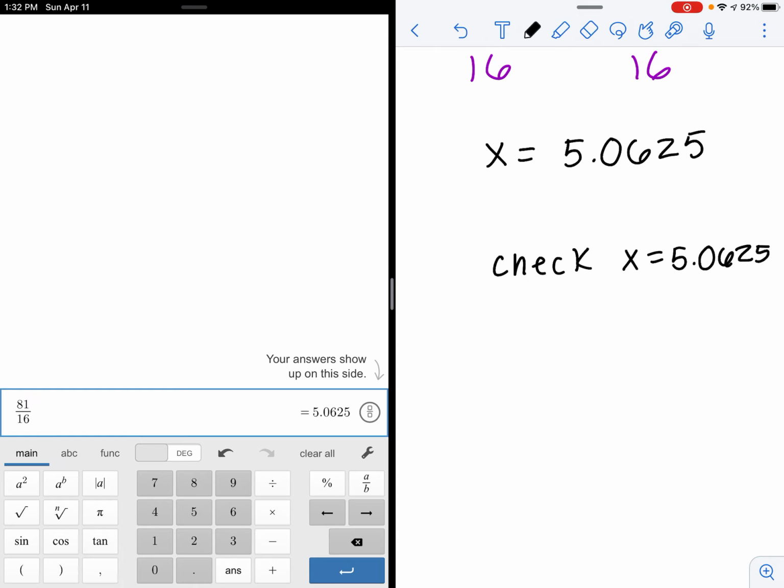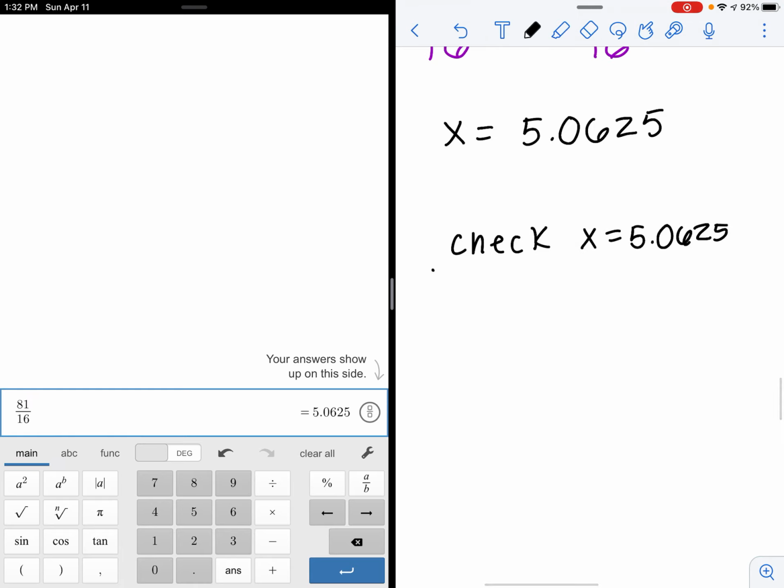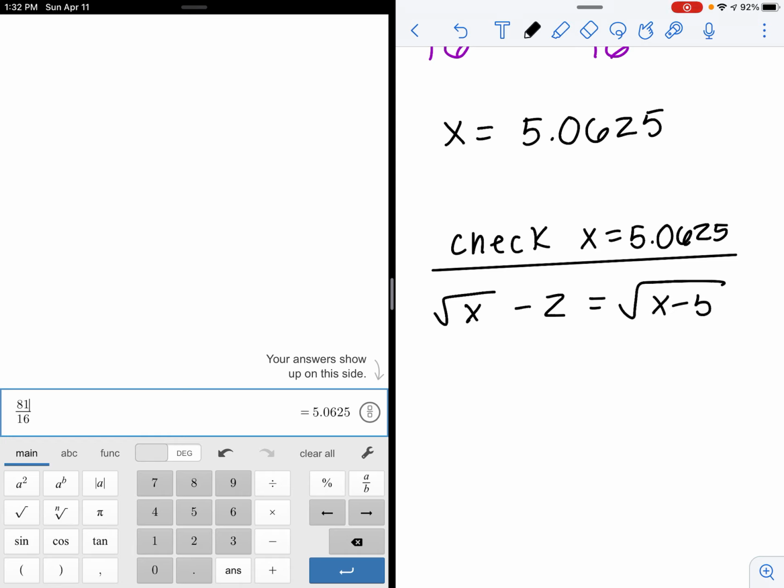Okay, so I'm going to write the original problem down here so we can see it. This was our original problem that we were solving. So now we're going to plug in 5.0625 to both sides.